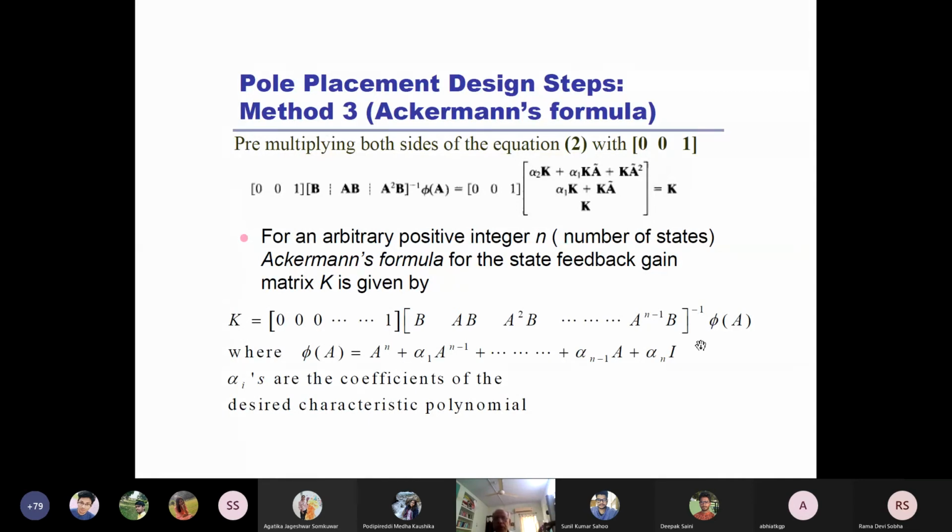Okay, so in this case, what we find is that we can have three methods to find out the state feedback controller gain. If the order of the system is lower, we directly equate and solve the equations to find the k. If the order of the system is higher, then we can use two methods: one is the Bhaskara approach, or the Ackermann's formula.